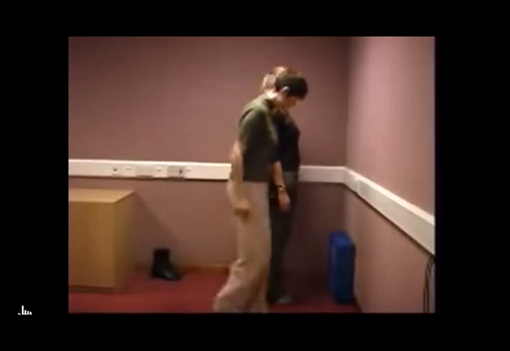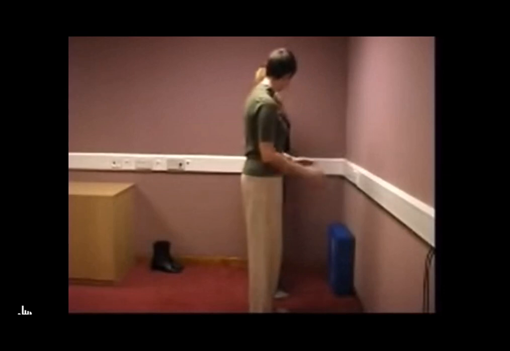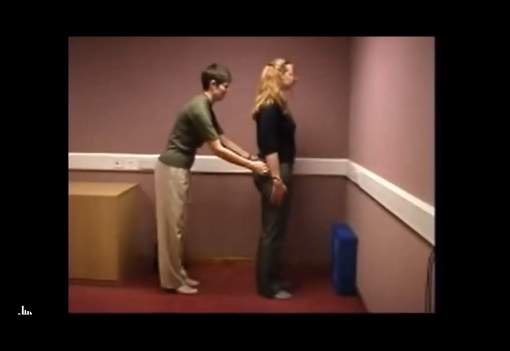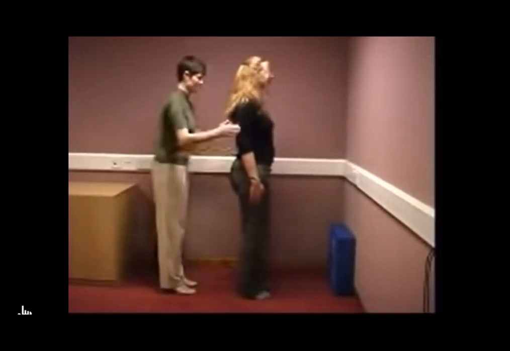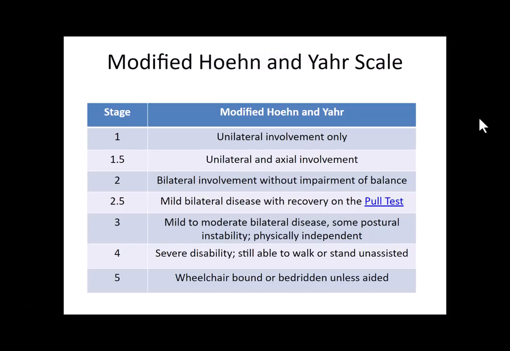Retropulsion. The patient stands with feet slightly apart. Explain you are going to pull them gently at the hip and that you want them to try and keep their balance, taking a step if necessary. If the patient takes 3 or more steps back or falls without taking a step, then the test is positive. This can show central involvement, such as basal ganglia disorders. Okay, so that was an example of the pull test.